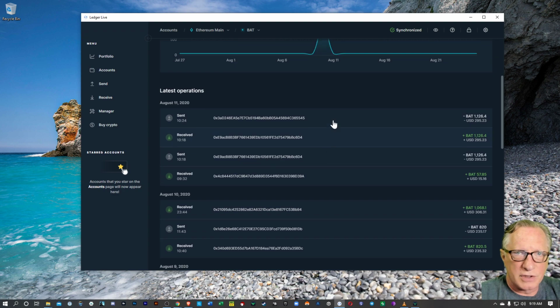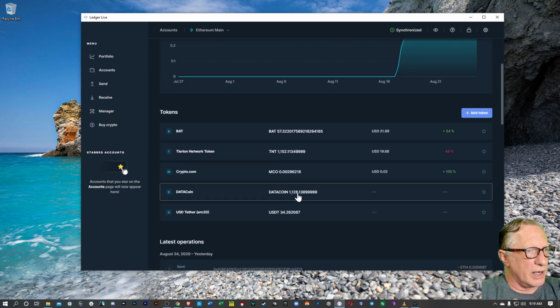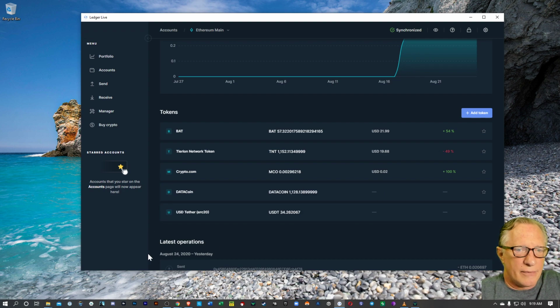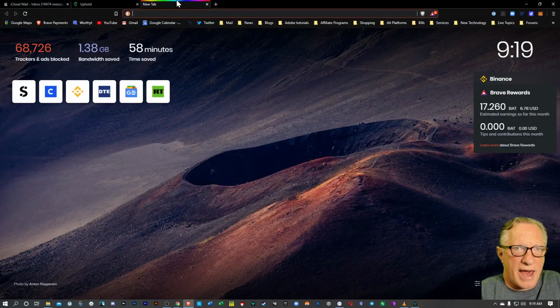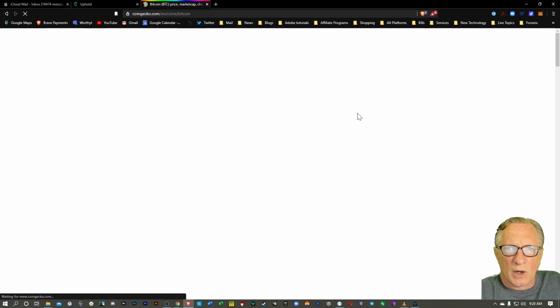Let's go over to this Datacoin. I was trying to figure out, because I had accidentally taken it out of a portfolio, and I was thinking, well, what is this Datacoin? I'm pretty sure I have it, but let's go to CoinGecko and look for Datacoin.